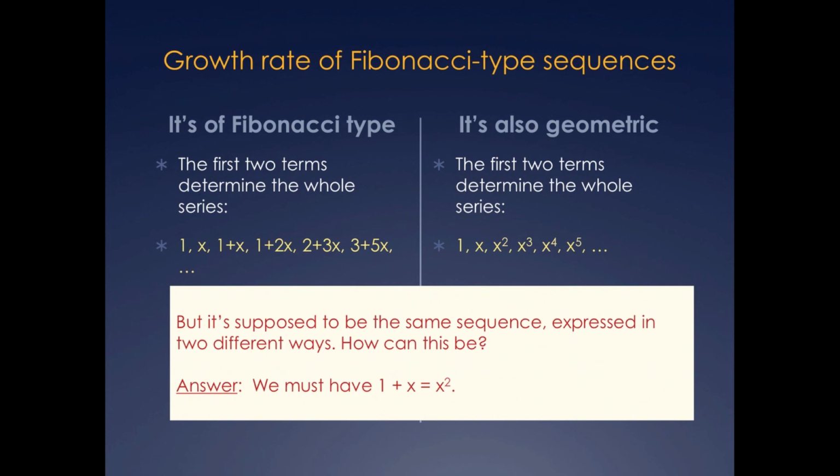Well, they already agree in the first two terms. The first place where they seem like they might disagree is the third term. And I make them agree. You see, I want it to be 1 plus x, but I also want it to be x squared. So what I'm demanding is that 1 plus x equal x squared. So out of all this thinking about the two types of sequences, I've come up with an equation. It says 1 plus x equals x squared, and I'm going to use that equation to determine the number that I want to use.